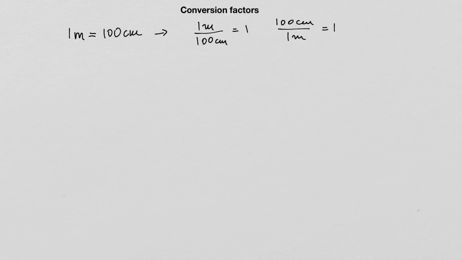I can of course also flip that ratio to get 100 centimeters divided by 1 meter. Again, I divide the same length expressed in two different units, and so that also will be equal to 1. So those two ratios are conversion factors.